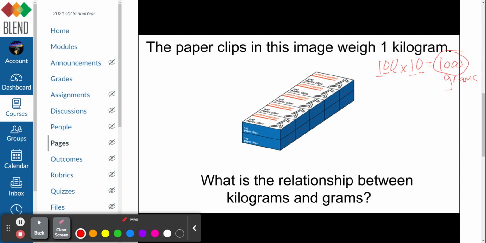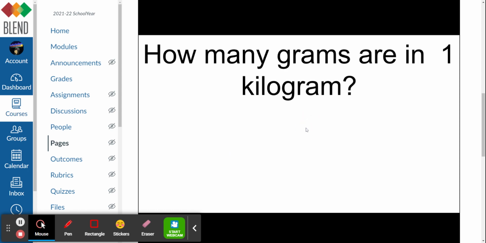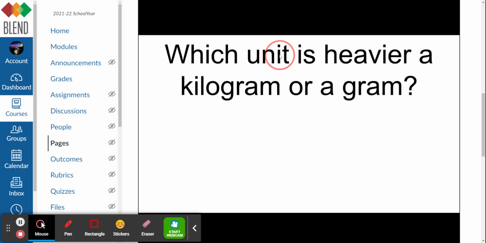All right, so that connection is on your reference guide. If we wanted to figure out how many grams are in a kilogram, what we would do is multiply by 1,000. Okay, so 1,000 grams. Now, let's take a look at the next part. How many grams are in 1 kilogram? 1,000. So we definitely know now. It's on our cheat sheet.